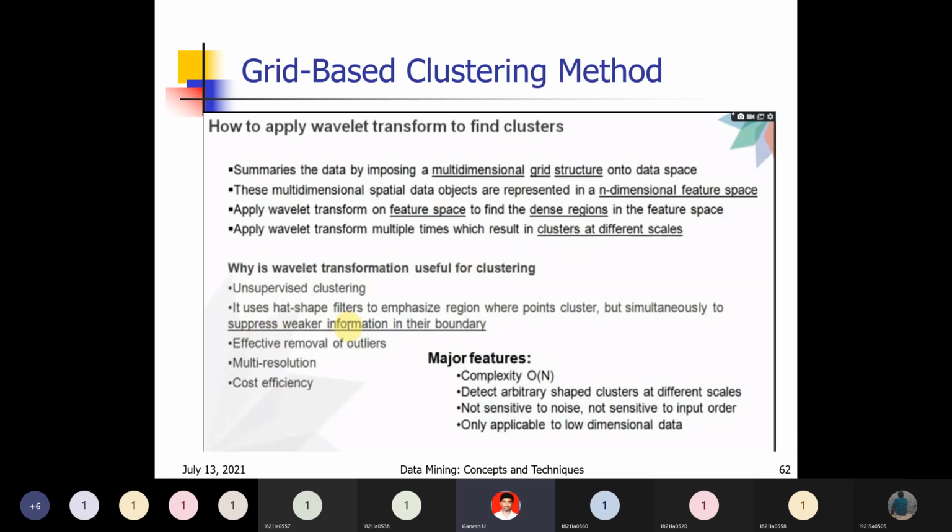In the next class, we will see the model based clustering method and outlier analysis. Both topics we will see in the next class. Okay, so now I am closing this class.